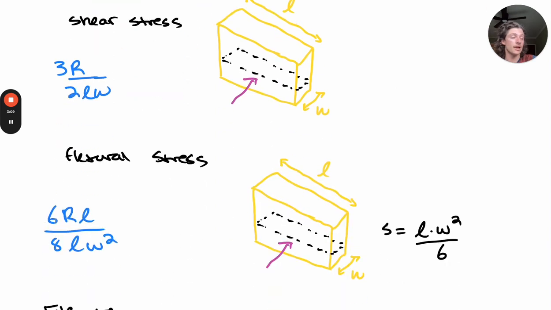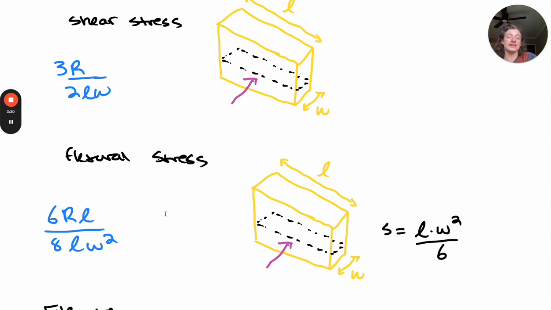Now for flexural stress, our section modulus is going to be, once again, our length times our width squared over 6 for a rectangular section. So that gives us, when we plug it into the equation I had before, 6RL over 8LW squared for our maximum flexural stress.